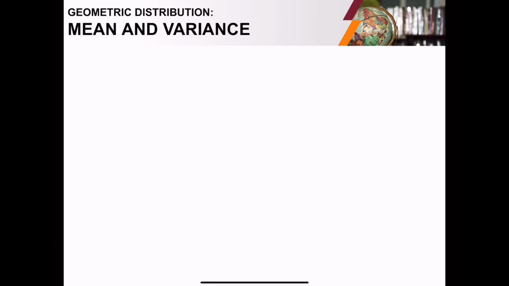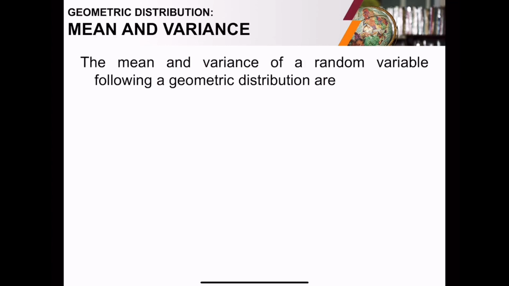Okay? So, the mean and variance of a random variable following a geometric distribution are, for the mean or the expected value, simply 1 over the probability of success. For the variance, you have your failure, right? 1 minus p all over the square of the probability of success.